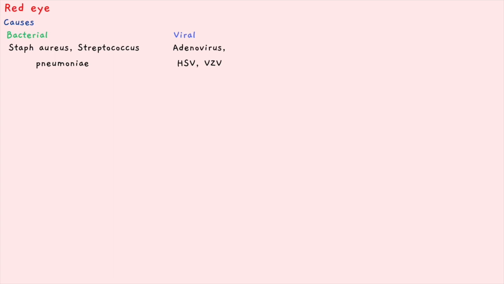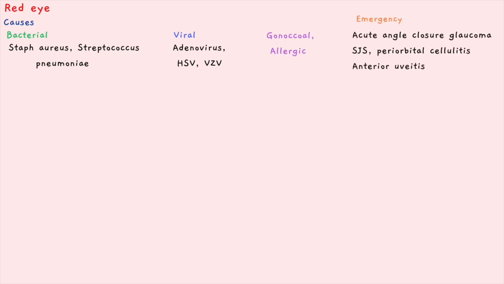There may be bacterial causes, so common organisms include Staph aureus and Streptococcus pneumoniae, or viral causes such as adenovirus or herpes simplex or varicella zoster virus, which is part of the herpes family. You can also have gonococcal causes of red eye, as well as it being purely an allergy, for example, to pollen.